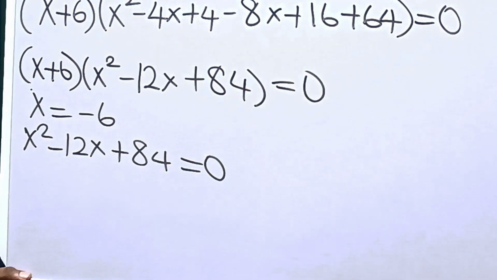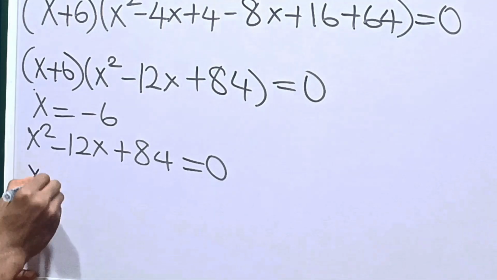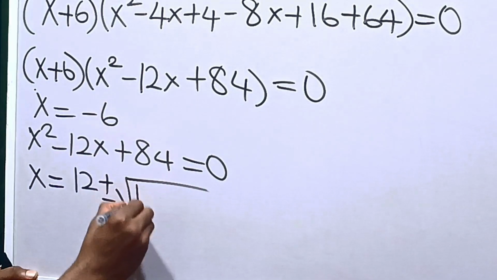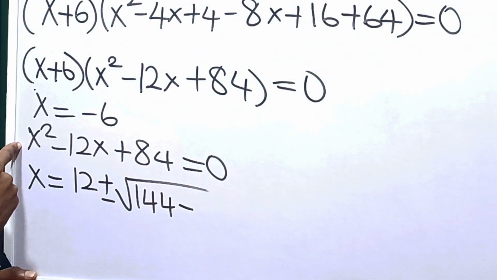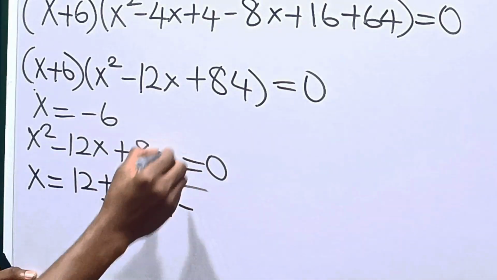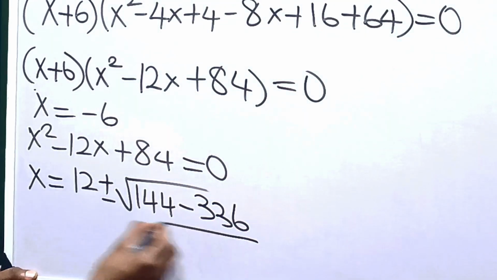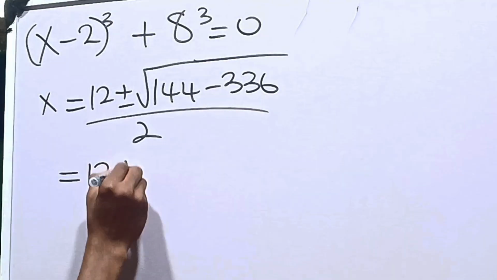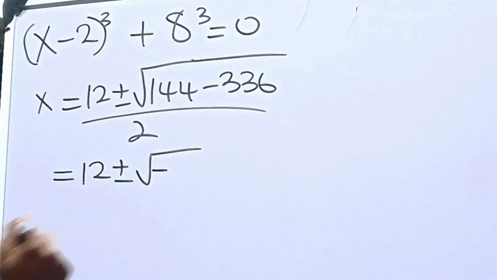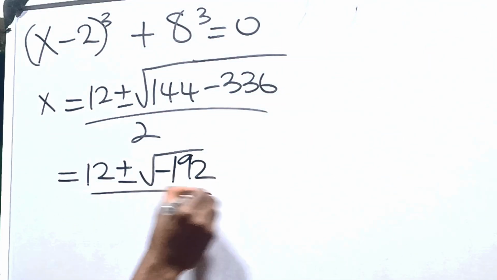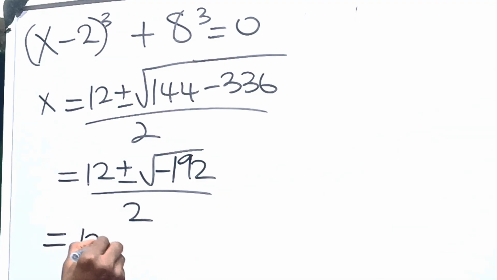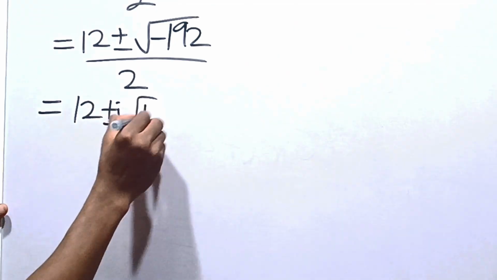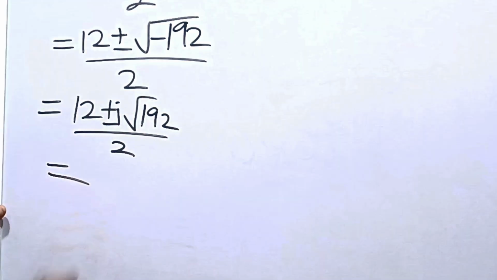Now, solving this, we use the quadratic formula. We have that x here will now be equal to minus times minus 12 is plus 12, plus or minus the square root of 12 squared, which is 144, minus 4 times 1 times 84. So 4 times 84 is 336, divided by 2 times 1, which is 2. And this is equal to 12 plus or minus the square root of −192, all over 2. This is equal to 12 plus or minus root of −192, as i multiplied by root of 192, divided by 2.